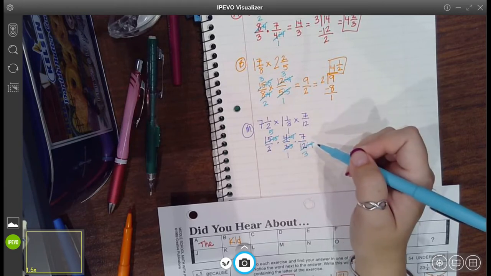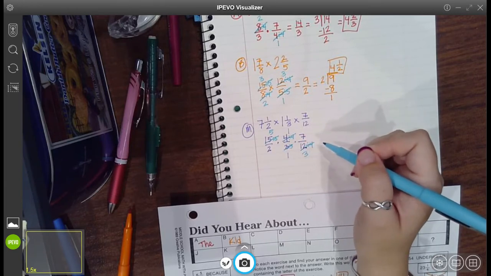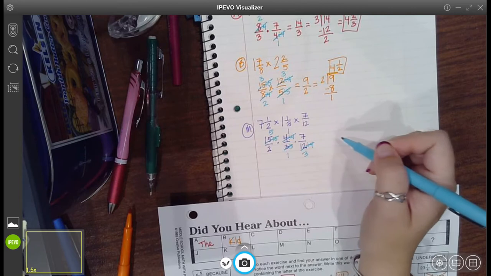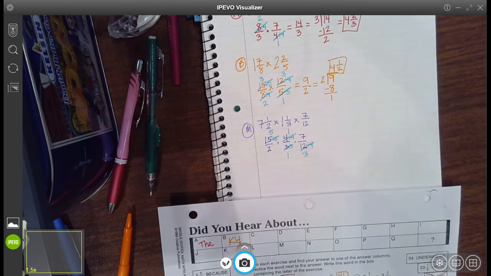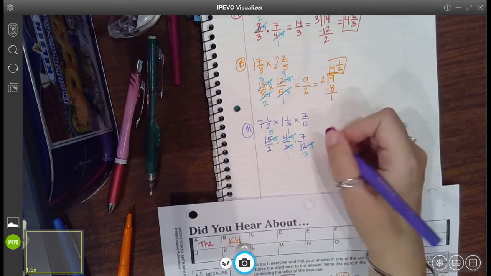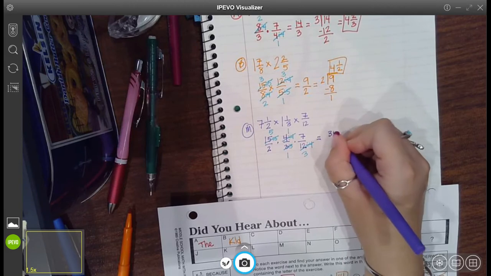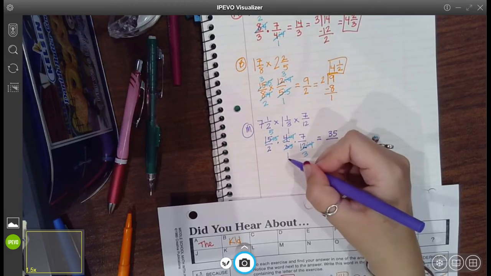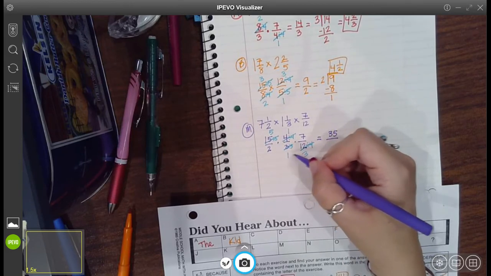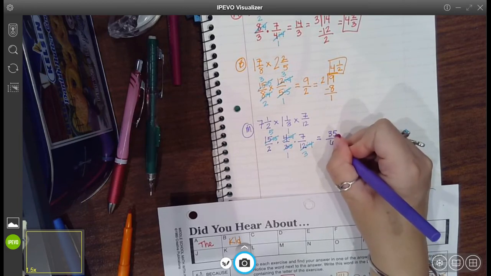Okay, and then I don't see anything else. And even if you could, sometimes it starts getting too messy, so you might want to multiply across anyway, and then look to see if anything can cross cancel. Okay, so 5 times 1 is 5. 5 times 7 is 35. 2 times 1 is 2. 2 times 3 is 6.